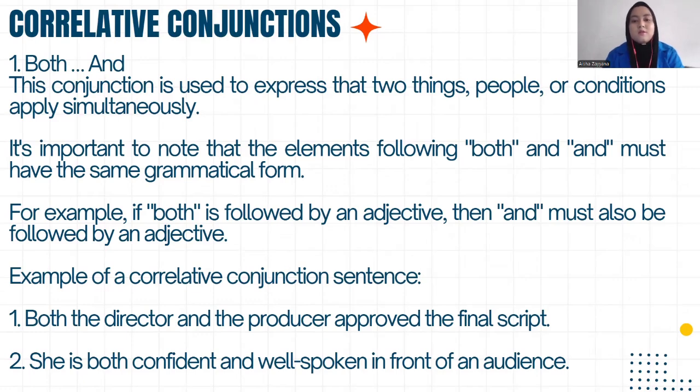Examples of correlative conjunctions are: number one, both the director and the producer gave the final script. Secondly, she is both confident and well spoken in front of an audience.